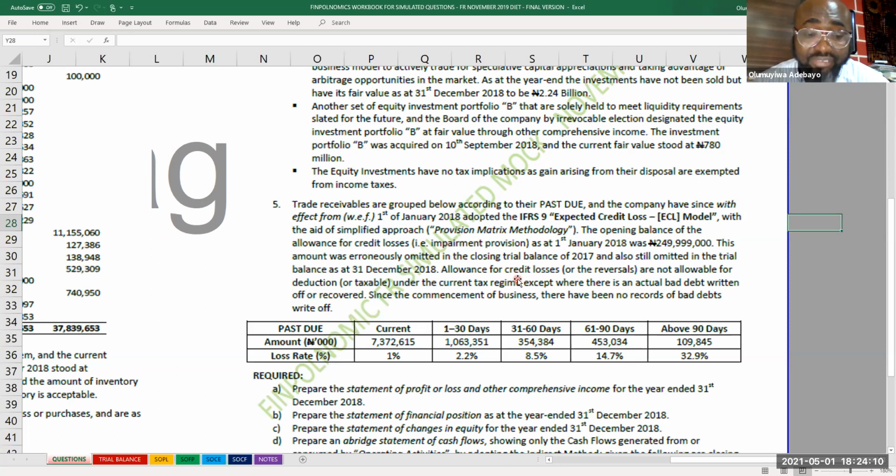I believe you guys have done IAS 8, changes in accounting policies, changes in accounting estimate, and correction of accounting errors. Now, this deals with error because omission in an account is tantamount to an error. Therefore, how do you correct for these errors with respect to the financial statement of 2018 you are preparing?